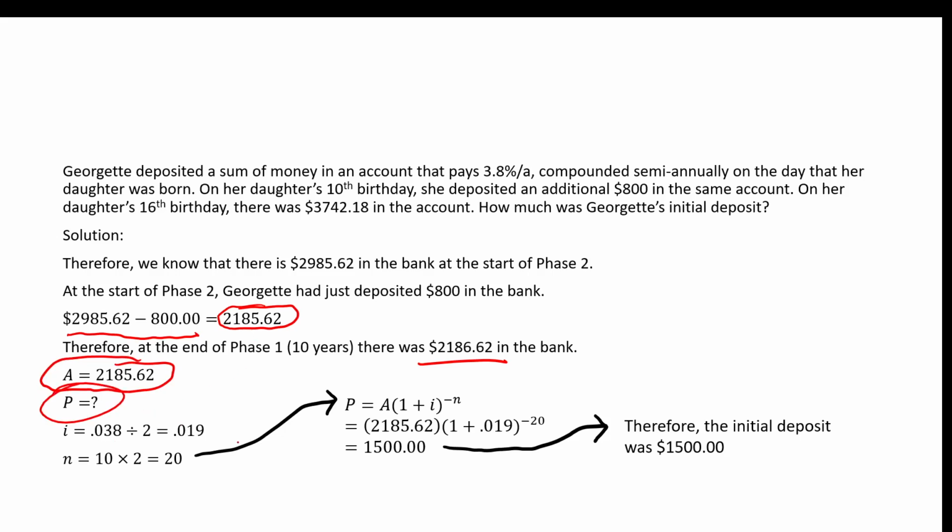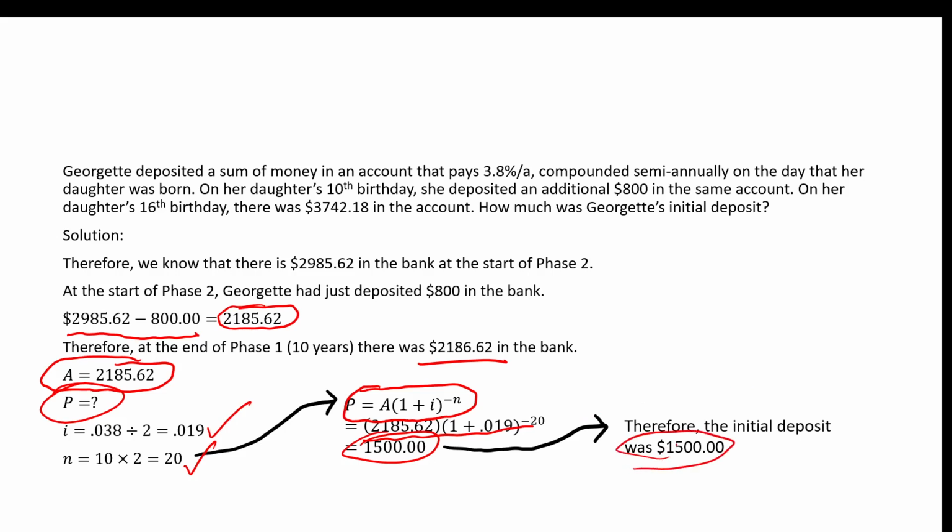So the principal is unknown. The I value is 0.038 divided by 2, which is 0.019. The N value is 10 times 2, which is 20. The principal is A times 1 plus I to the negative N. And when you plug these numbers in, that's roughly equal to $1,500. What that means is that the initial amount was $1,500.